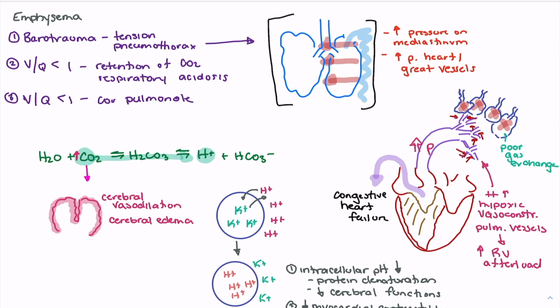Or cor pulmonale, which is right ventricular failure as the result of high pressures in the pulmonary system due to a VQ of less than 1. So those are some of the major life threats associated with emphysema, and that's why we see some of the signs and symptoms we see in this patient presentation.